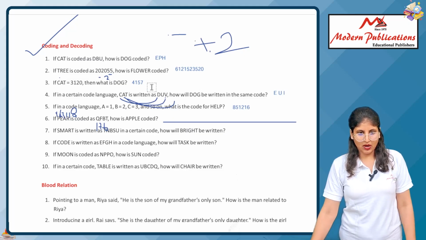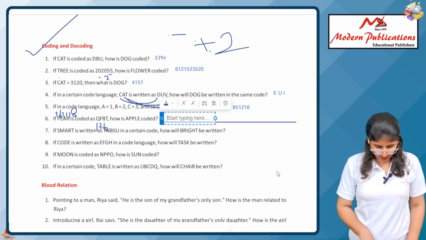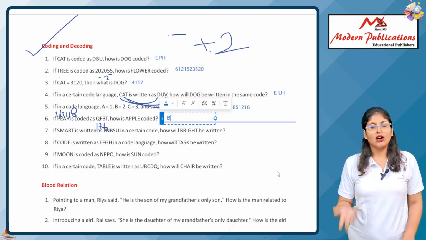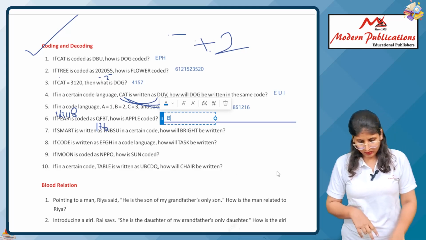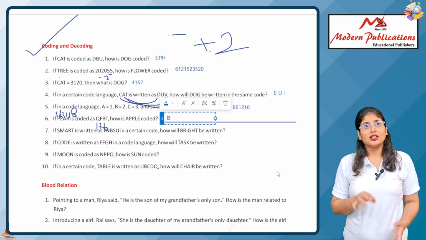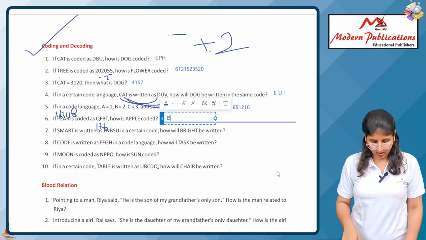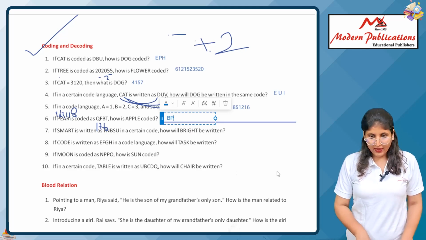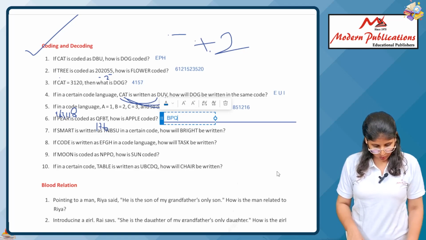So A plus 1, it is B. First we have to say plus 1, so here comes up B. Next, P plus 1, plus 2. P comes on 16, 17, 18. So in 18, it comes on P. And P plus 1 is Q.